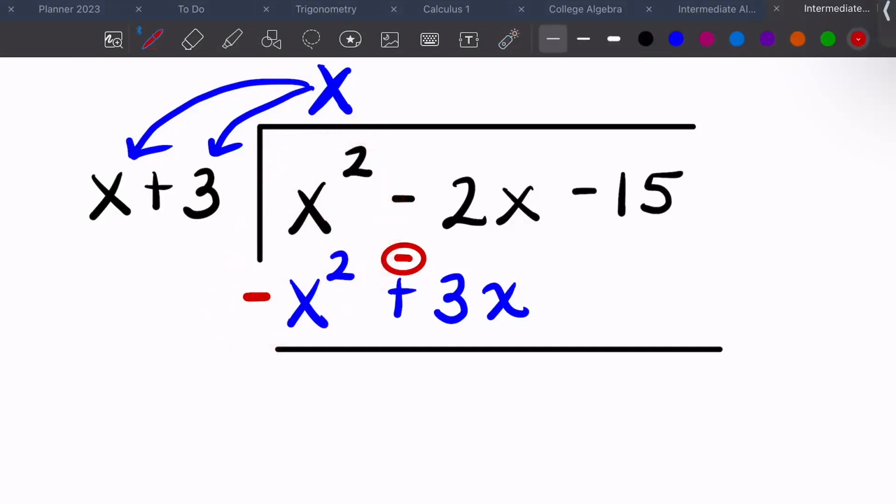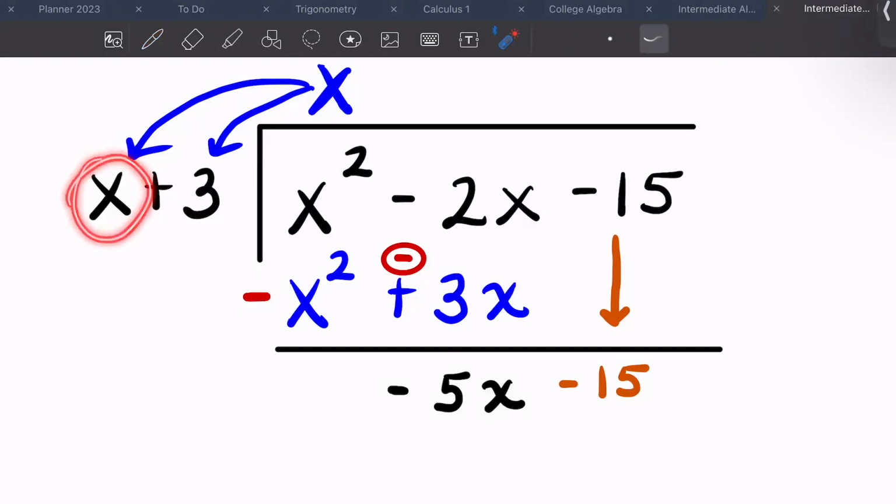Then you have negative 2x minus 3x. That gives us negative 5x. Then you bring your next term down and do it all over again, okay? Now we're matching x with negative 5x. So what do we need to multiply x by to get negative 5x? You should say negative 5, right?